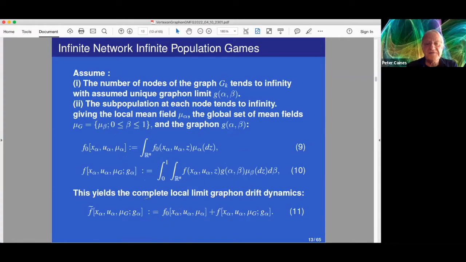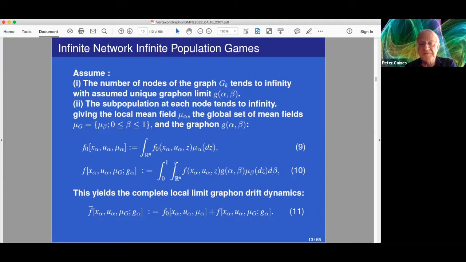Now let's go to the infinite cluster limit, infinite graph limit, and infinite populations at each node. Then at each node we get the familiar mean field situation, assuming, of course, that these exist. So this would be the state distribution of a typical, generic agent alpha, and this would be the local behavior.